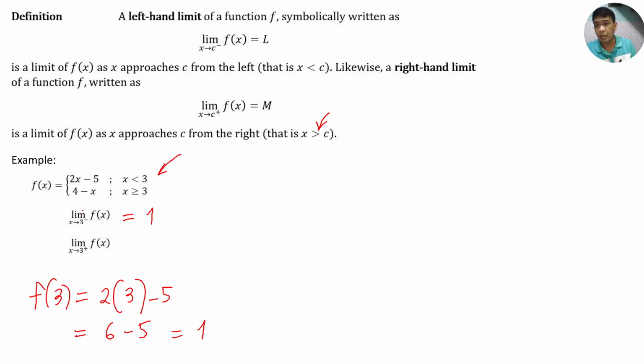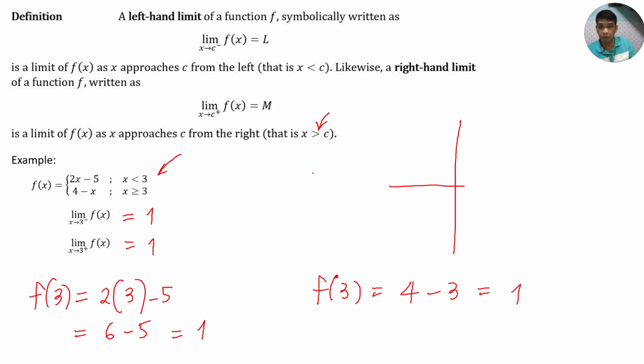How about coming from the right of x is equal to 3? Substitute natin yung f of 3 dun sa second piece natin. 4 minus 3 is equal to 1. So, therefore, the value it approached also is equal to positive 1. So, kung i-graph natin yan, at x is equal to 3, 1, 2, 3. So, ang function value natin dito ay parehas equal sa 1. So, magkaibang line lang ito.